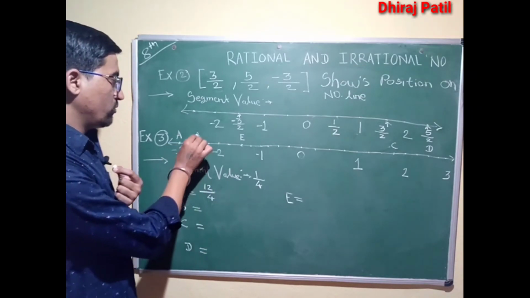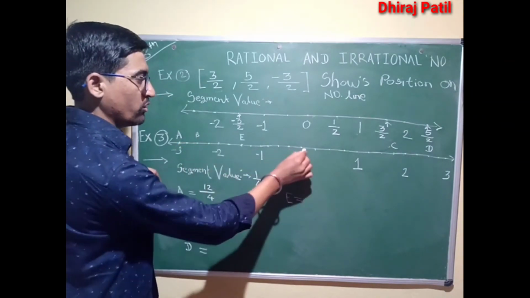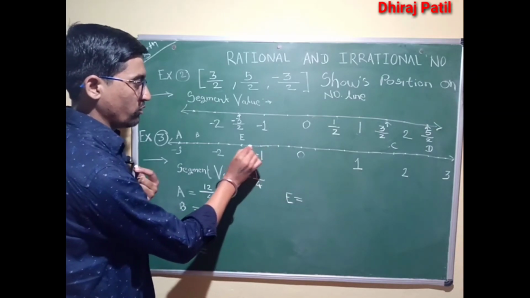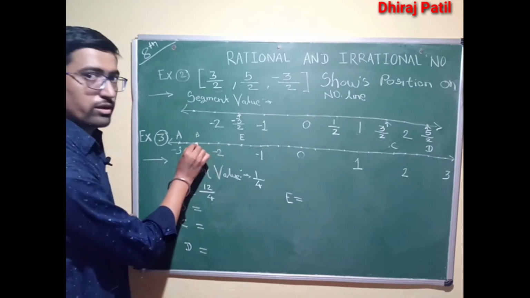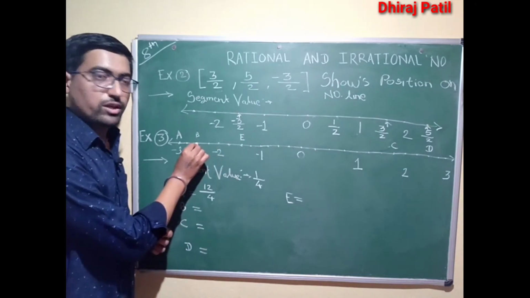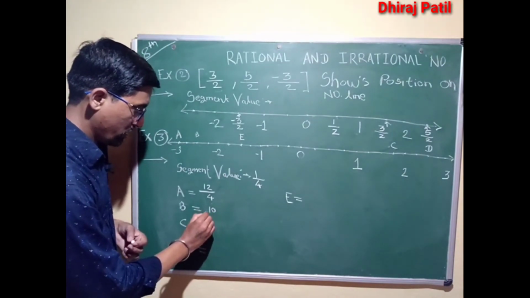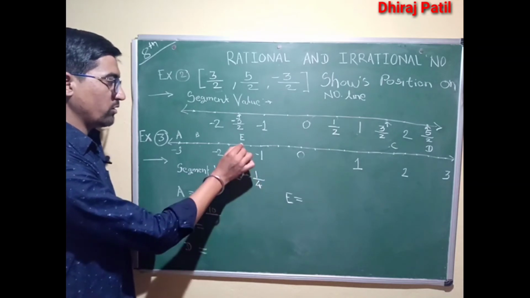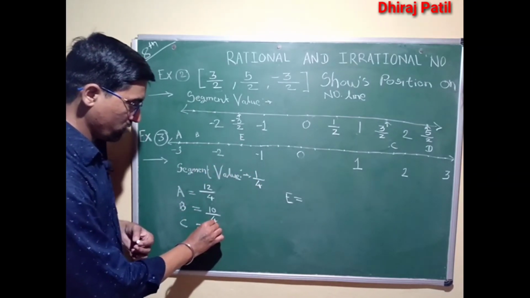Same like that, what is the position of B? So calculate from 0: 1, 2, 3, 4, 5, 6, 7, 8, 9, 10. The position of B is 10. And our segment value is 1 by 4. Each unit is divided into 4 segments. So this is our 10 by 4.